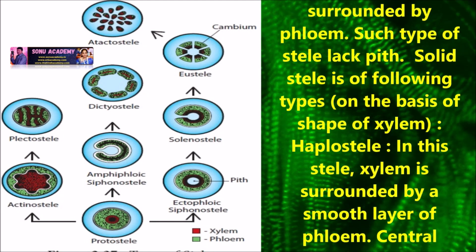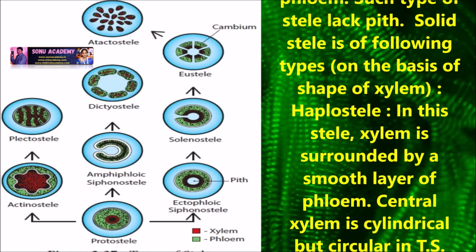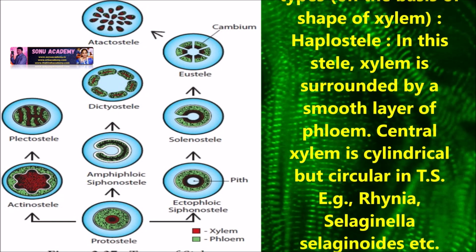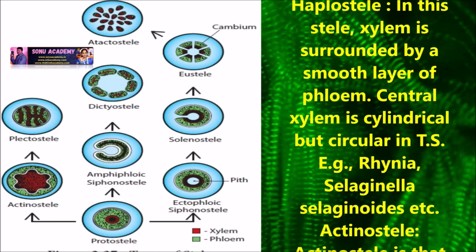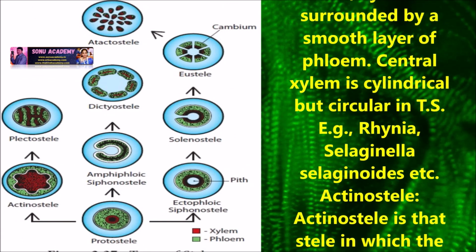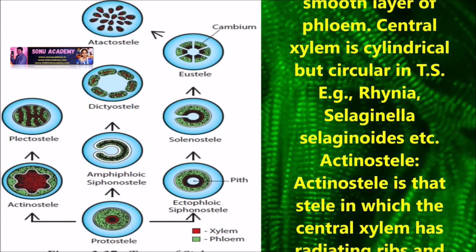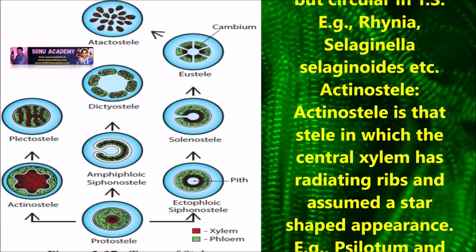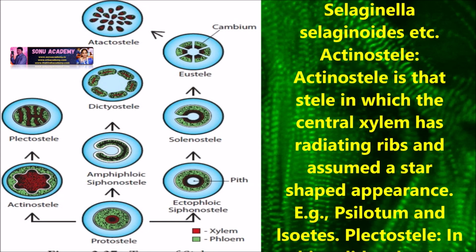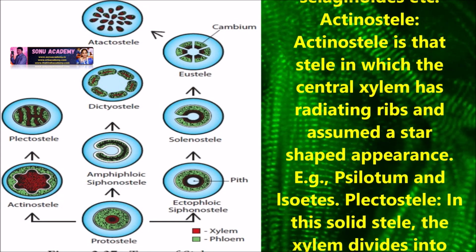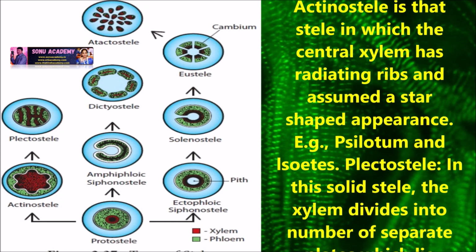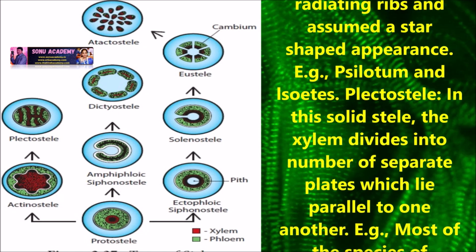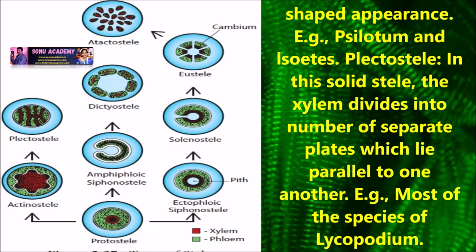Haplostele. In this stele, xylem is surrounded by a smooth layer of phloem. Central xylem is cylindrical but circular in TS. Example, Rhynia, Selaginoides, etc. Actinostele. Actinostele is that stele in which the central xylem has radiating ribs and assumes a star-shaped appearance. Example, Psilotum. Plectostele. In this solid stele, the xylem divides into a number of separate plates which lie parallel to one another. Most species of Lycopodium.